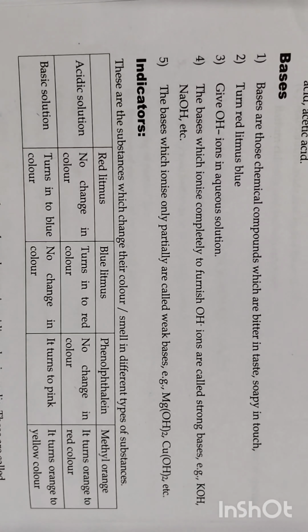There are some substances whose odor changes in acidic or basic media. These are called olfactory indicators. Examples are vanilla and clove. So these are some important concepts which come under acids, bases and salts.